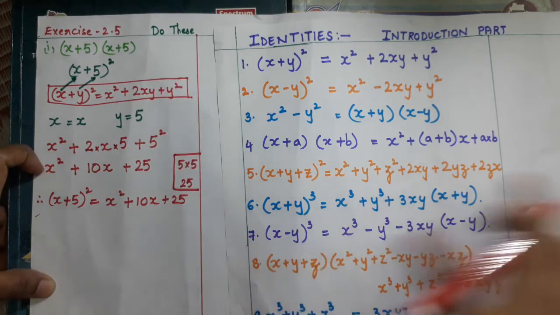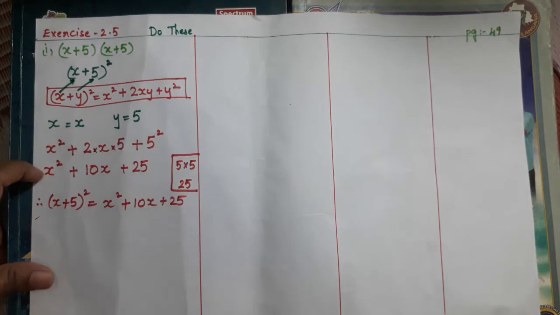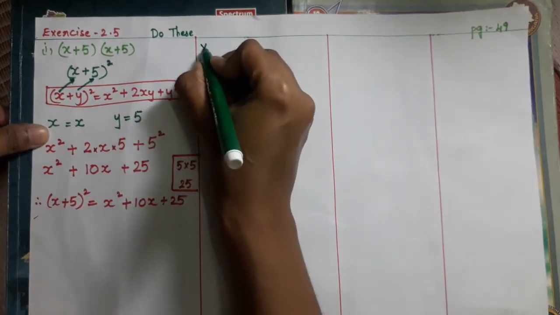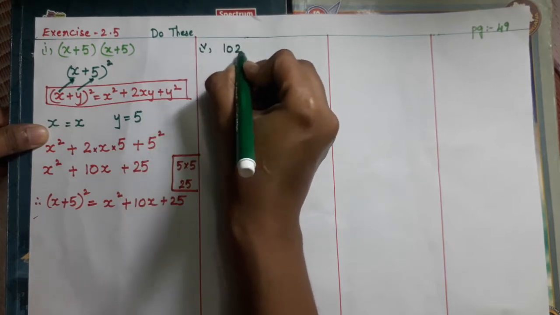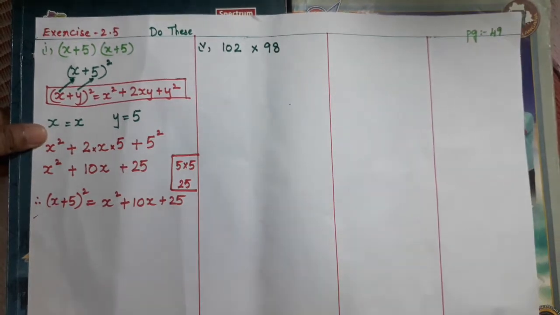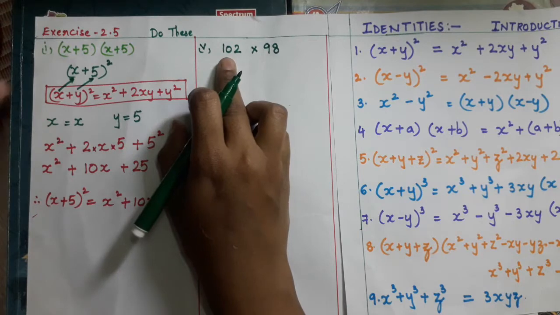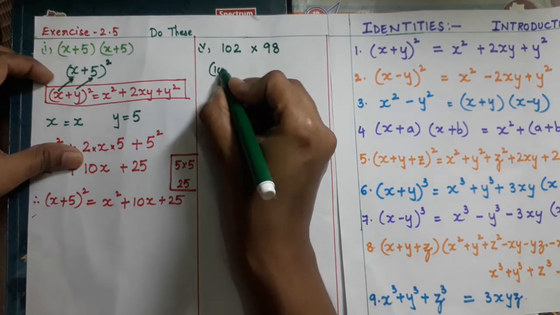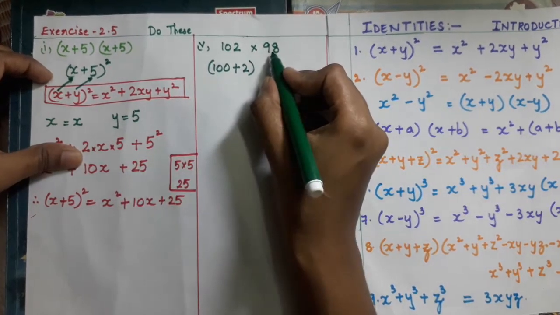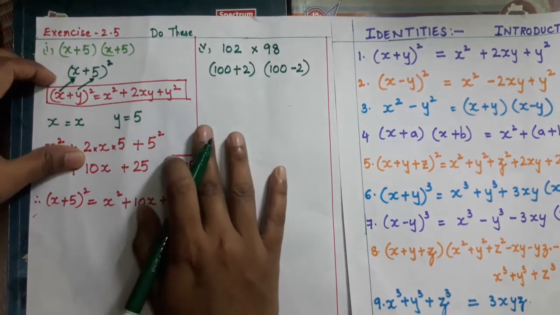Next is the fifth bit. Next, do this fifth bit children. The fifth bit is 102 into 98. Now for 102, how can we write? We can write 100 plus 2. For 98, how can we write? 100 minus 2. Are you understanding children?